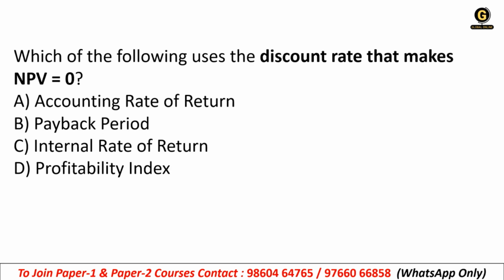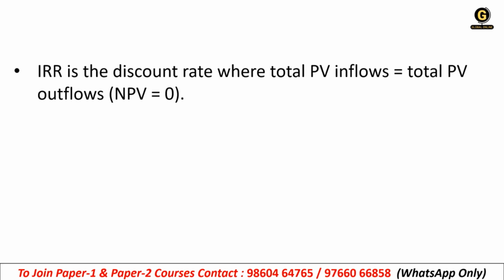Clear? Next, which of the following uses the discount rate that makes NPV equal to 0? Accounting rate of return, payback period, internal rate of return, or profitability index. So it is internal rate of return, which we call IRR in short. Correct. See, IRR is the discount rate where total PV of inflows is equal to total PV of outflows, right? That is why NPV will be equal to 0.